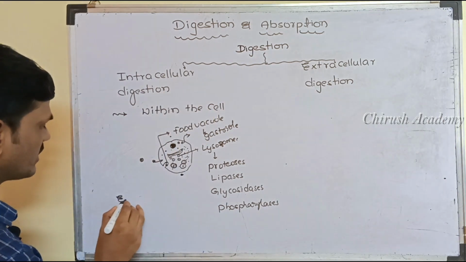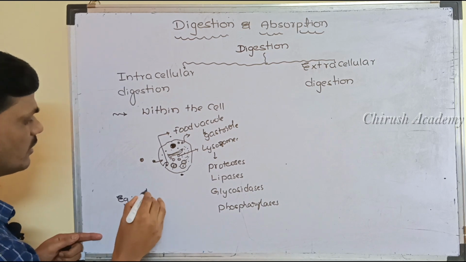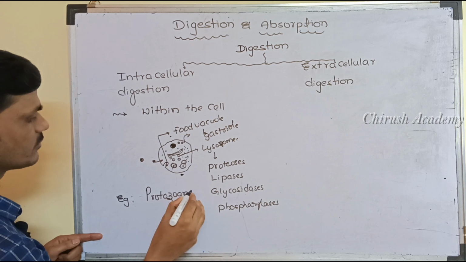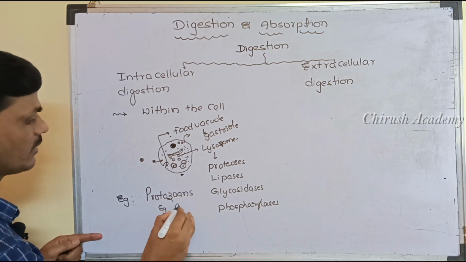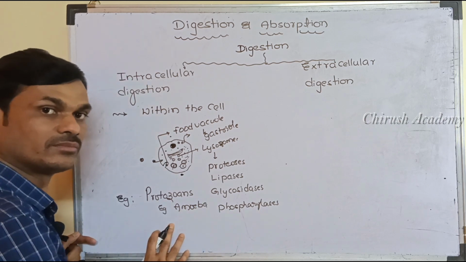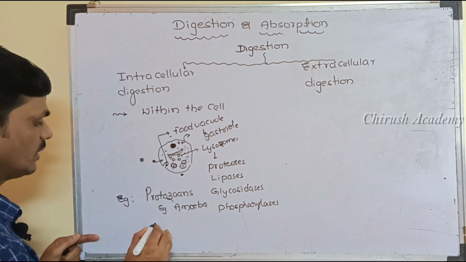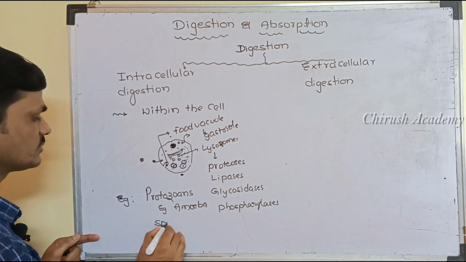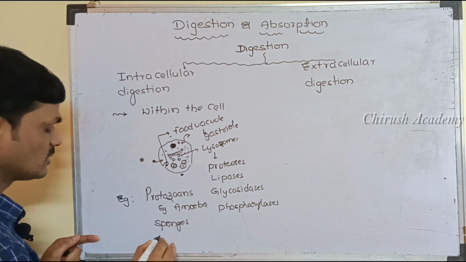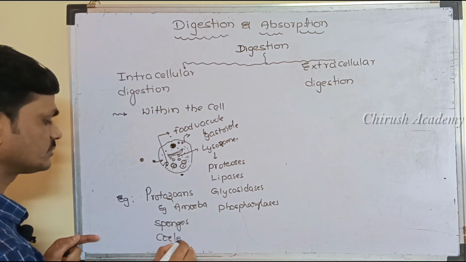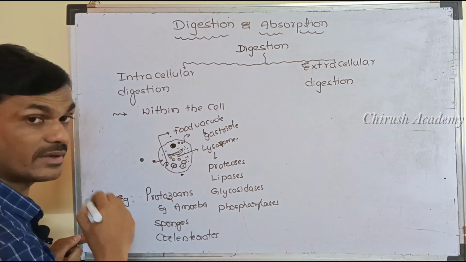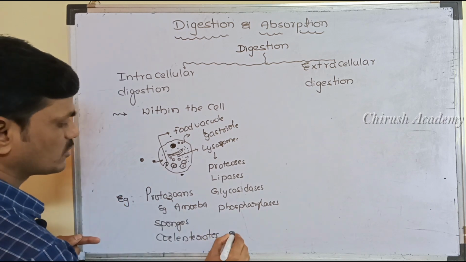This type of digestion is present in, for example, protozoans, example amoeba, paramecium, euglena, and sponges or porifera, coelenterata, and phagocytic cells.